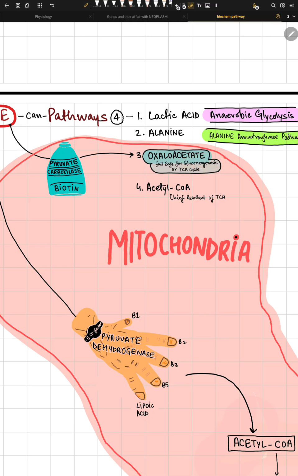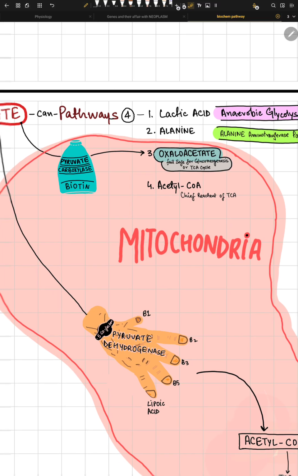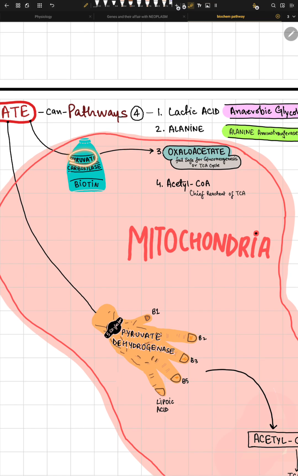If we are short on gluconeogenesis, we can use oxaloacetate, or we can use it for the TCA cycle. Let's talk about it a little bit. So oxaloacetate, OAA. The enzyme we use here to convert pyruvate into OAA is called pyruvate carboxylase. Now, this pyruvate carboxylase also requires biotin.